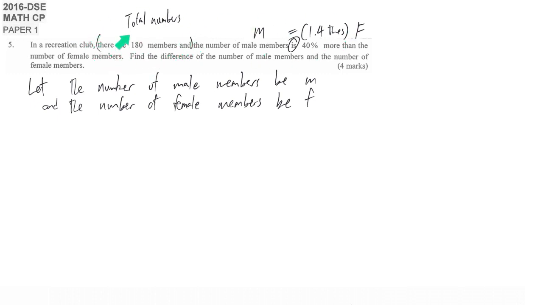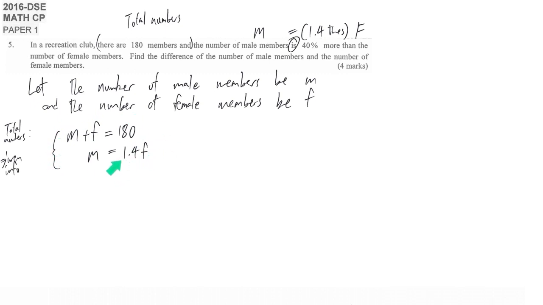The first relation is the total number equals 180, which means that if there is no third gender, we know M plus F, the total, is 180. It's because of the total number. That's the first relation we know. The second relation is their ratio. The male members is 1.4 times the female. So that means the question is we are going to solve this simultaneous equation.